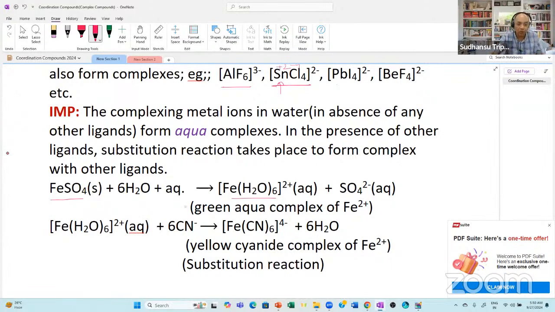But once you put other strong ligands like cyanide ion, they undergo displacement, a substitution reaction, just like SN1, SN2 in organic chemistry. The aqua ligands are substituted by more powerful ligands like cyanide ion, because that is a stronger ligand than aqua.